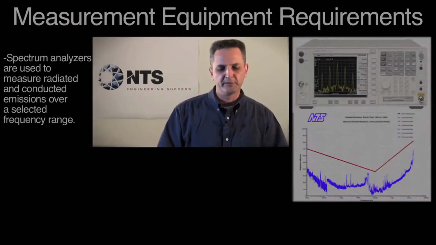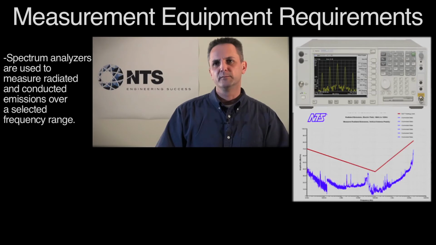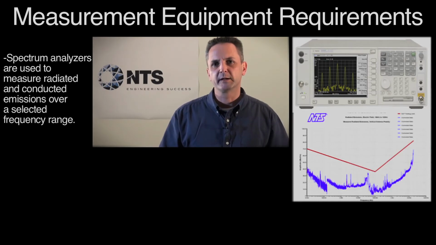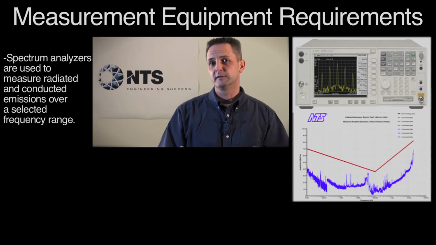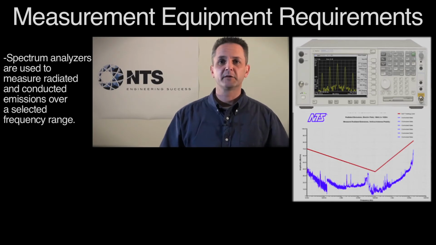Next would be the measurement equipment requirements used to perform emissions testing per 461F. This would cover both conducted and radiated emissions tests. Spectrum analyzers are used to measure and quantify the electromagnetic radiation, via conducted on lines, power lines, or radiated off the equipment enclosure and interconnecting cables.